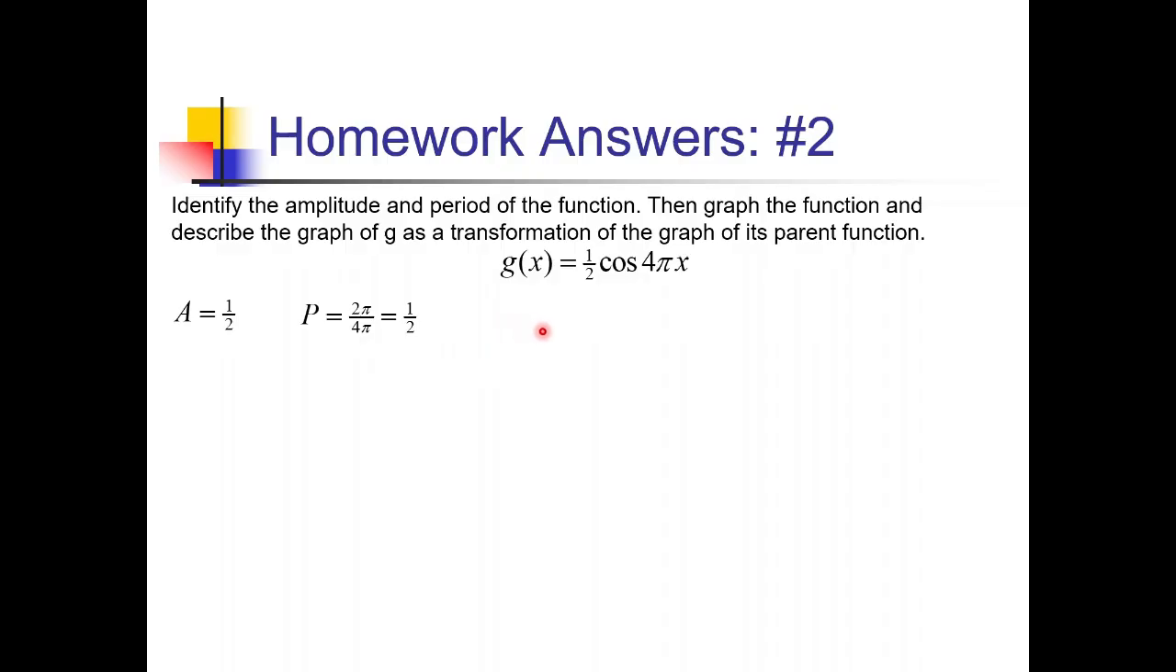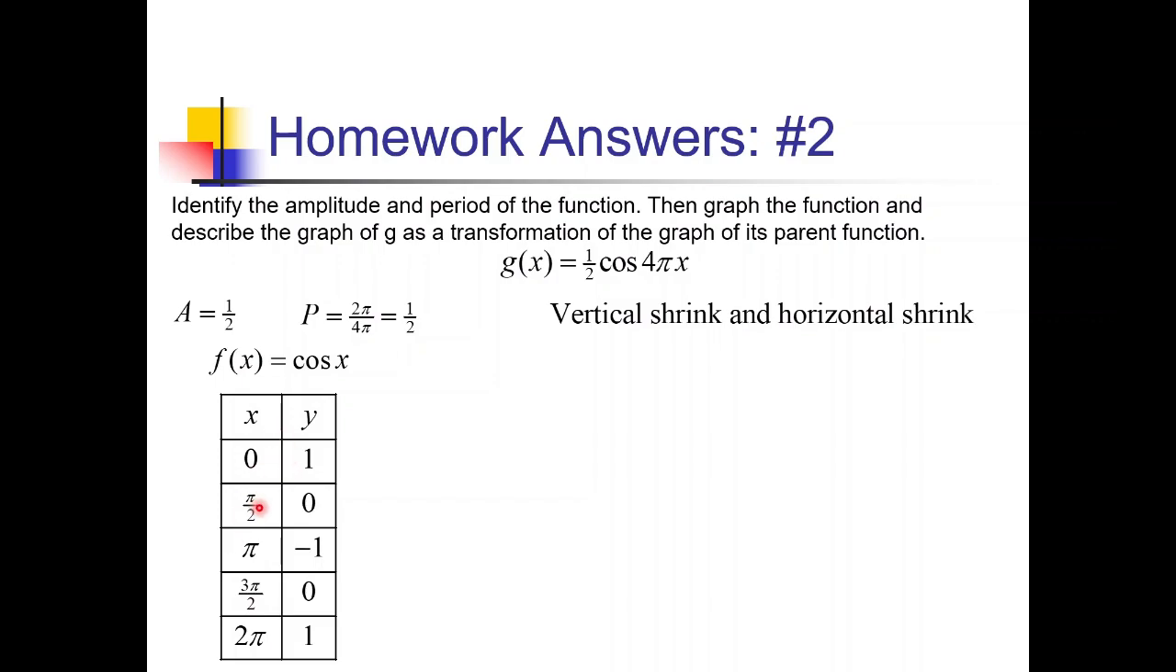And now for the transformations happening, the 1/2 outside is giving us a vertical shrink. The 4 pi inside, since it's bigger than 1 and it's inside, is giving us a horizontal shrink as well. So vertical and horizontal shrink. Here is the parent table for cosine. We've got 0, comma 1, pi over 2, comma 0, and the rest of those.